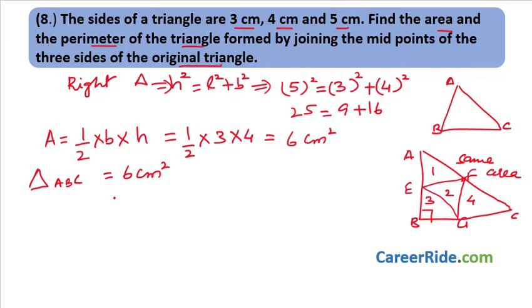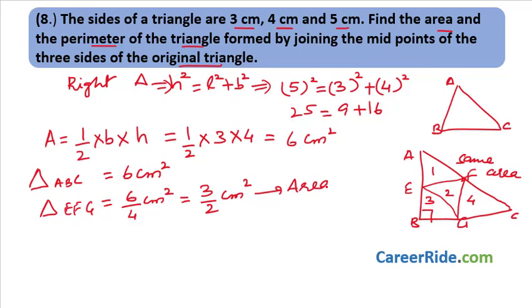And now I just told you that when you join the midpoints, the triangle gets divided into 4 triangles with equal areas. So what is the area of the triangle EFG now? It is equal to 6 upon 4 centimeter square. So this is equal to 3 by 2 centimeter square. So this is about area. Okay. Now we are also being asked about the perimeter here.